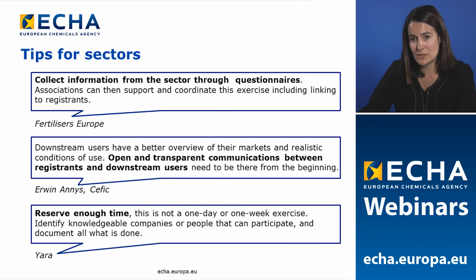Finally, I would like to conclude with some tips from those sectors that have already generated use maps and wanted to share with those that are planning to work on them. The first one is to collect the information from the sector on conditions of use through questionnaires. The role of industry association is vital in this coordination of these questionnaires and collection of information. The second tip is to involve registrants. Downstream users have definitely a better overview of markets and realistic conditions of use, but open and transparent communication with registrants needs to be there from the beginning to ensure that the outcome is used by them.